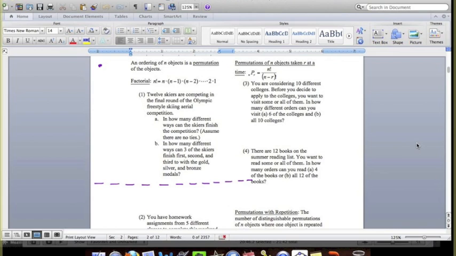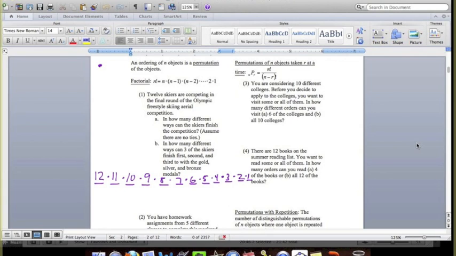So assuming there's no ties and assuming that anybody who makes it to the final round could, in theory, be the winner, how many people could be the winner? Any of the 12. Once somebody has won it, how many people could come in second place? 11. And third place? 10. And so on and so forth, on down until somebody has to come in last place.